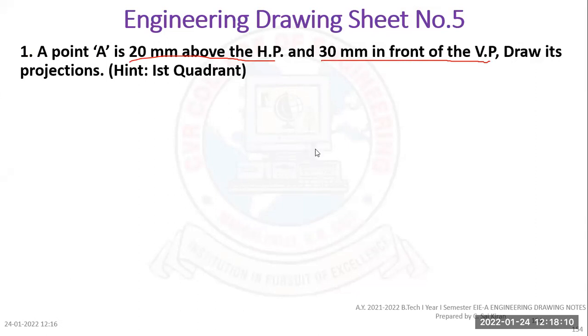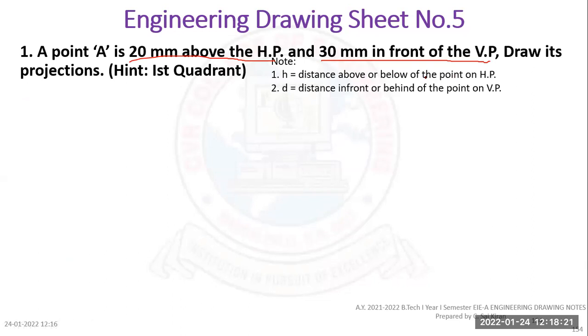Everyone look here. Can anyone tell me what is the H distance? H is nothing but above or below the HP. D is nothing but in front of or behind the VP. So can anyone tell me what is the H value? Positive or negative? Yeah, unmute and you have to respond. H is positive or negative? Positive, sir. And the value? 20 mm.